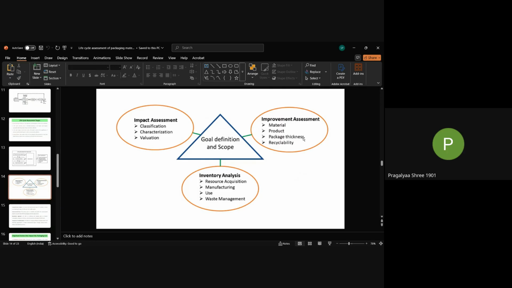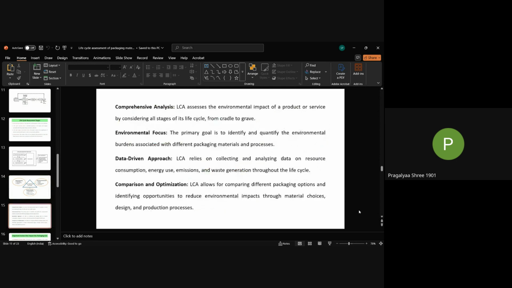So you can reduce the life cycle of this. Okay. And then product, what type of product you are going to use for it, whether you are going for a packaging film or bottles or any containers. And package thickness, what is the recyclability potential of this material? Everything should be taken into consideration in this case. So comprehensive analysis is the another one.